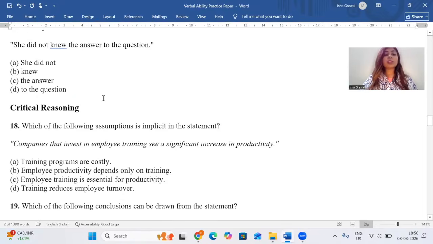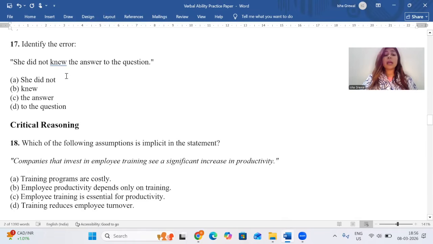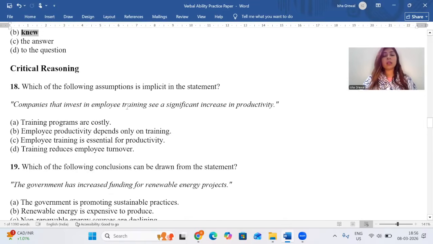Identify the error. She did not knew the answer to the question. Guys, whenever you use did, you have to use the first form of verb. So knew is not okay. Knew will be wrong, and it has to be no. She did not know the answer to the question, then the sentence will be correct. Because with did, we do not use second form or the third form, because did itself is a second form. So you cannot use two second forms together. With did, you are going to use the first form.